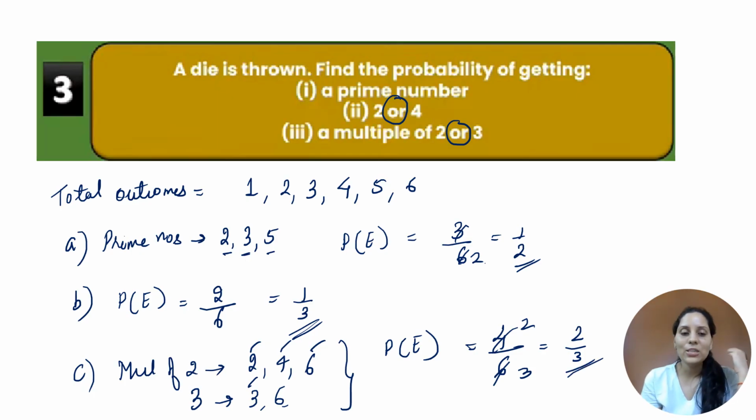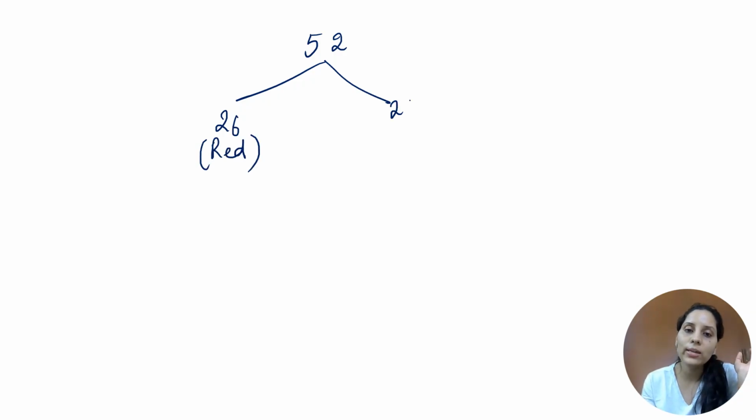Now, next one. Before moving to the next question, I will first give you a quick overview of the cards. In my previous video, I have already explained the complete overview of the 52 cards, but I'll just recap it. As you know, in a well shuffled deck you have 52 cards, out of which you have 26 red cards and 26 black cards, right?